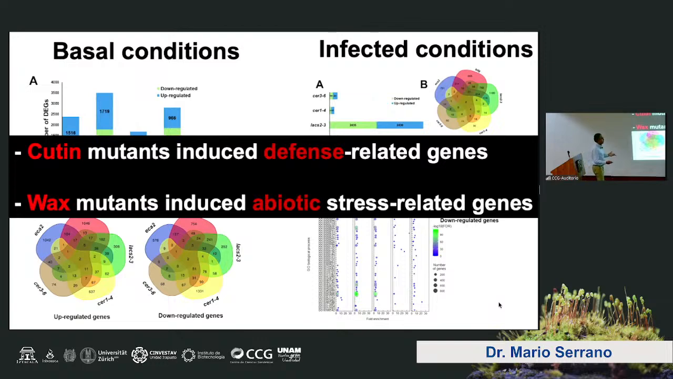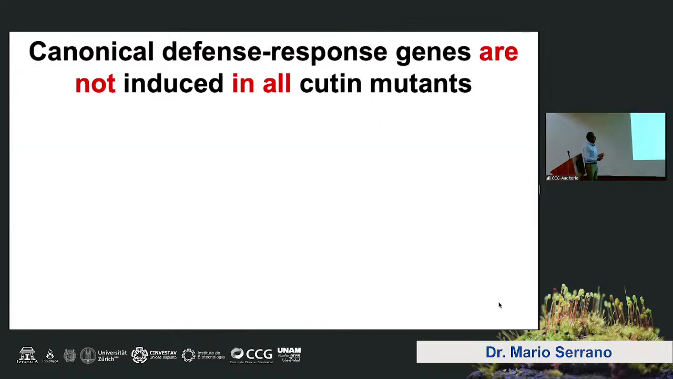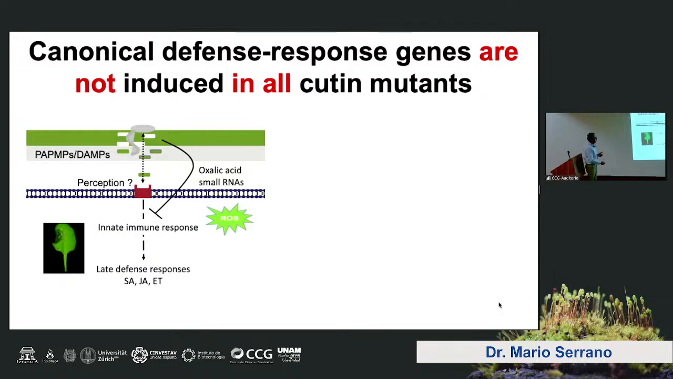Because it was too general, yeah? And then we focused on the late defense responses, the genes related to the innate immune response and the late defense responses that have been massively described in the literature. We said, okay, probably those are the same set of genes, the canonical genes that are induced or repressed in the cutin mutants, but not in the wax mutants.